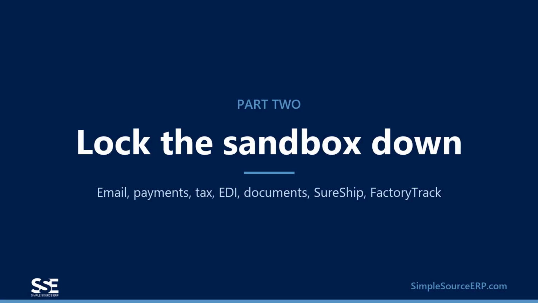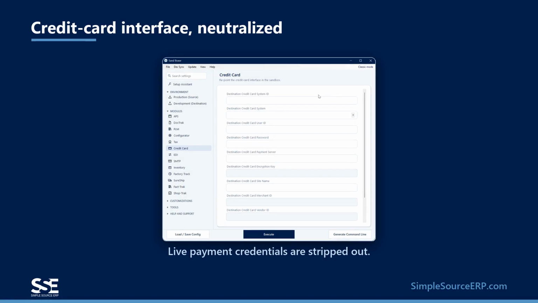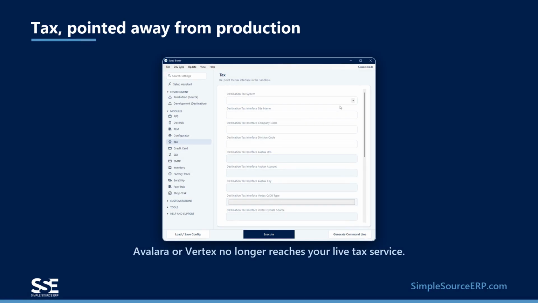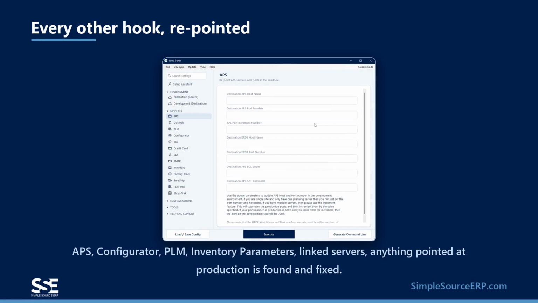Part 2, locking it down. Now the important part, keeping the sandbox safe. Email gets redirected, so the refresh sandbox cannot message a real customer. The credit card interface is stripped of its live credentials. Tax, Avalara, or Vertex is pointed away from production. EDI trading partner hooks are disabled, and DocTrack document links are rewritten so they do not reach your live document store. And it keeps going.